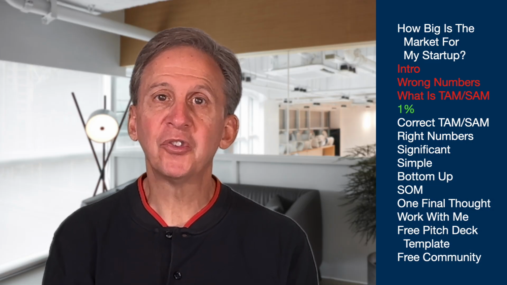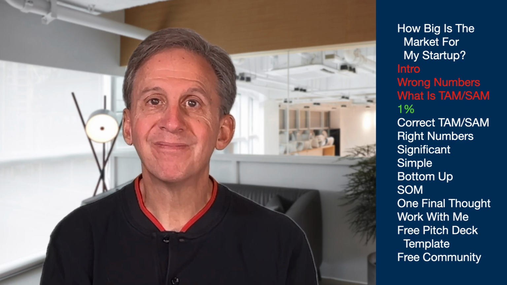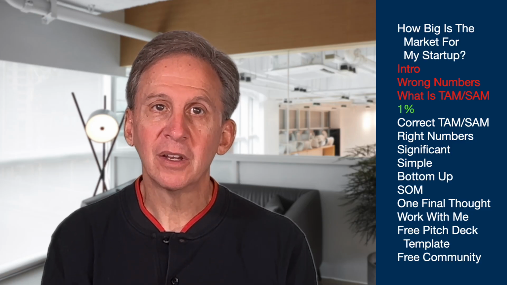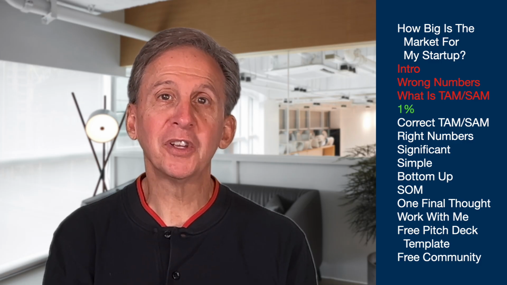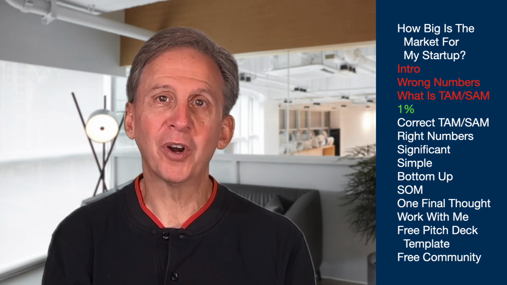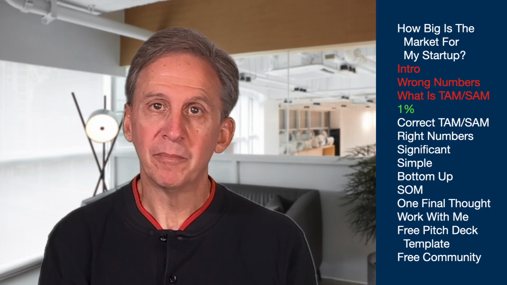Now let's move to mistake number 3 on our list. Mistake number 3. You think you can win if you get 1% of the market. The classic mistake is combining an unrealistically large TAM with the old all we need to get is 1% of the market and we'll be huge. It never works that way.